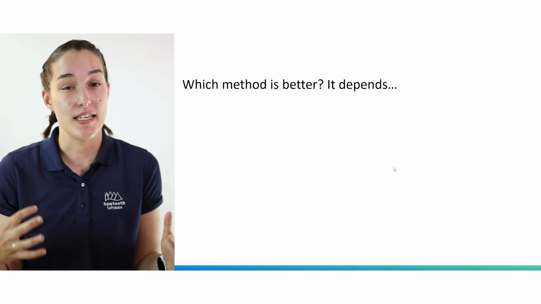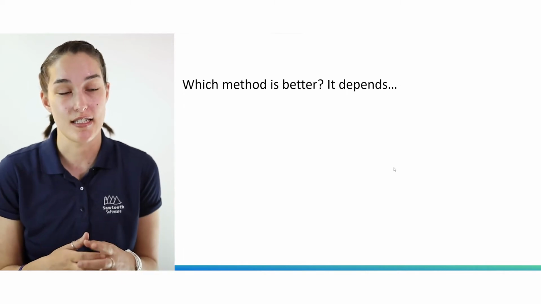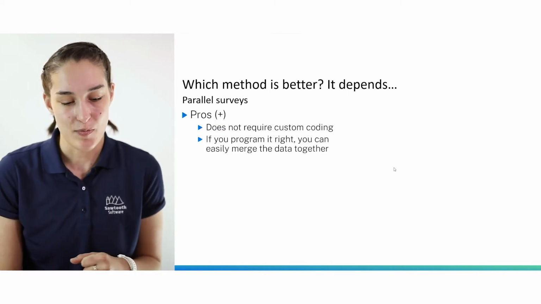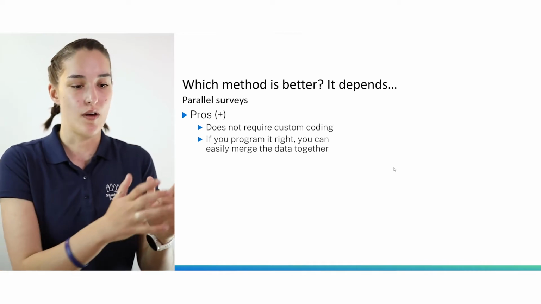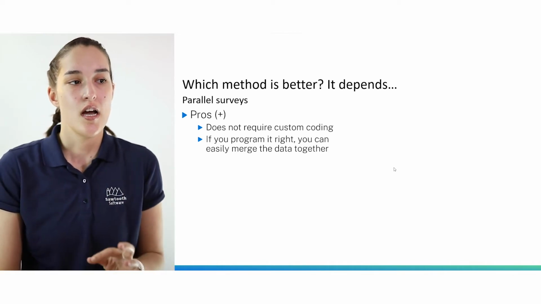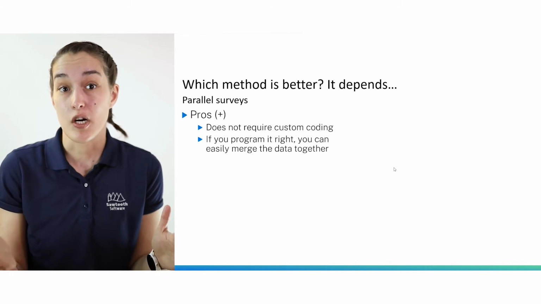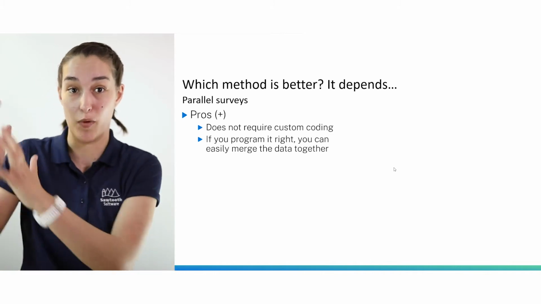So which method is better? We often get that question on support. For parallel surveys, when you have a survey in each language, you don't have to worry about any kind of custom coding because you have one English and one Spanish and one German. And if you program it right, you can easily merge the data together super quick. Some of the cons is that you do have to merge the data together. You have one survey for your English respondents and one survey for your Spanish respondents. So if you want to analyze them together, you have to bring both data sets together.